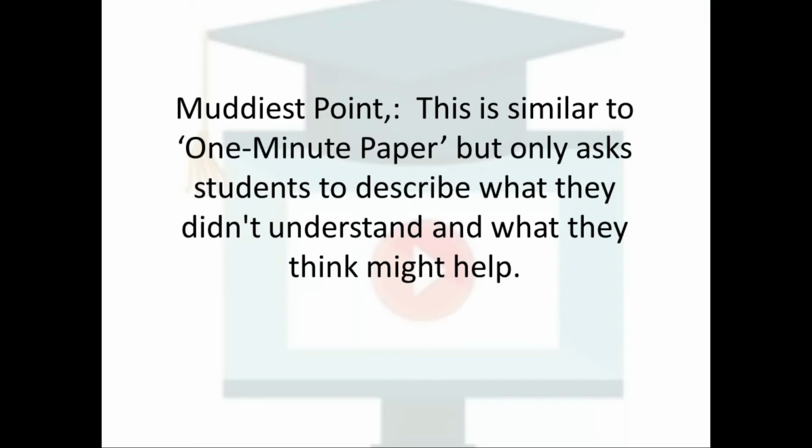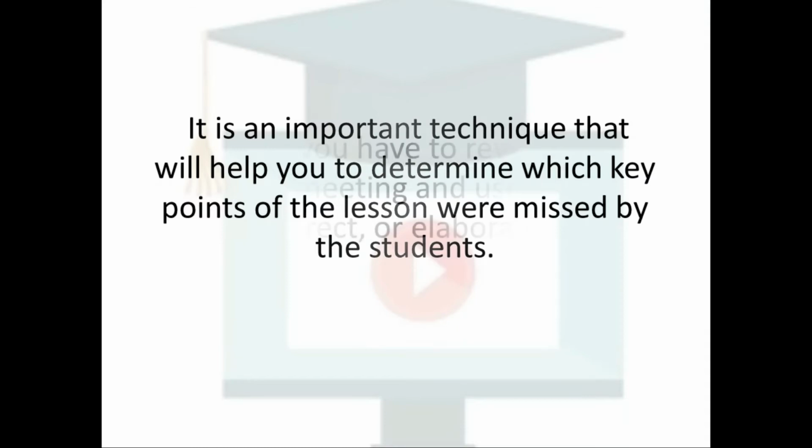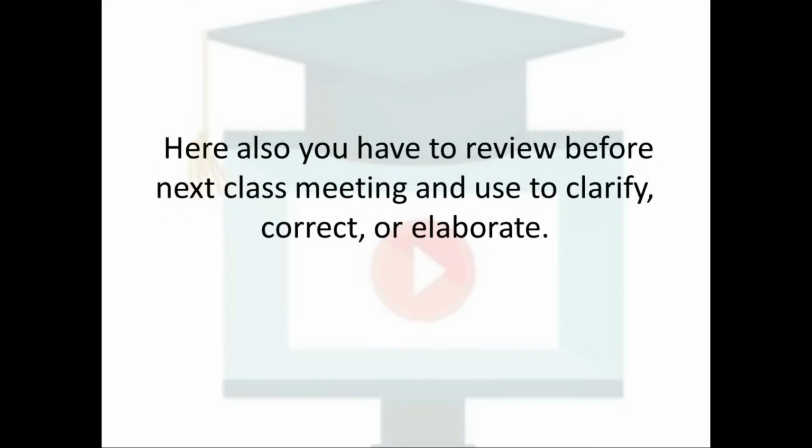Muddiest point. This is similar to the 1-minute paper, but only asks students to describe what they didn't understand and what they think might help. It is an important technique that will help you to determine which key points of the lesson were missed by the students. Here also you have to review before the next class meeting and use it to clarify, correct, or elaborate.